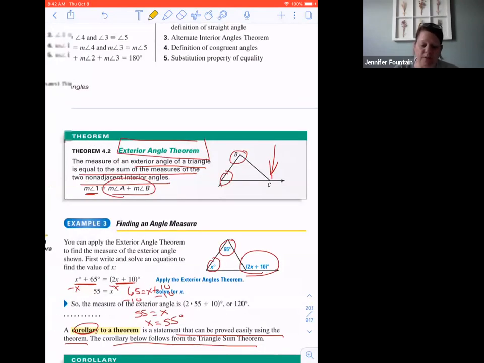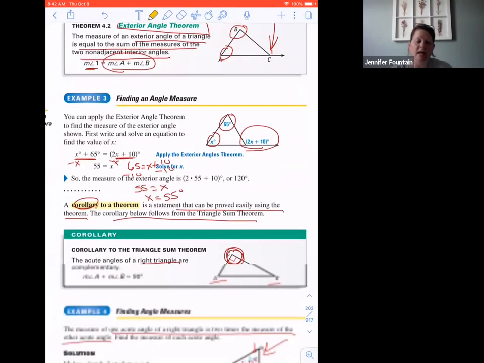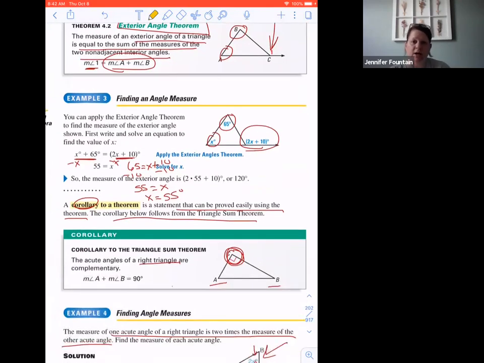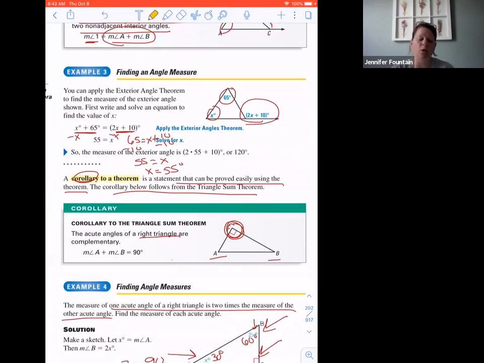Finding an angle measurement. So in this situation, we use that formula where the exterior angle is equal to the sum of the interiors. And so then even when we have an algebraic equation, we can set it up to be able to solve for our variable.